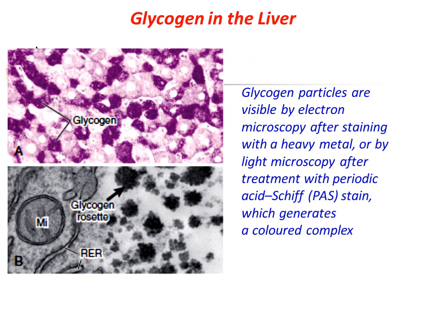Glycogen in the liver. Glycogen particles are visible by electron microscopy after staining with a heavy metal, or by light microscopy after treatment with periodic acid Schiff stain, which generates a colored complex.